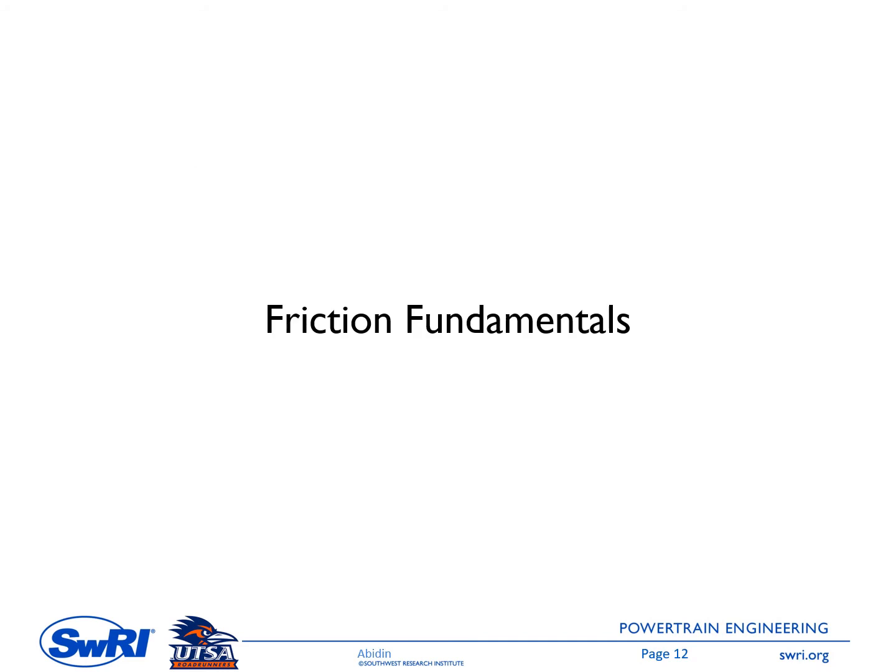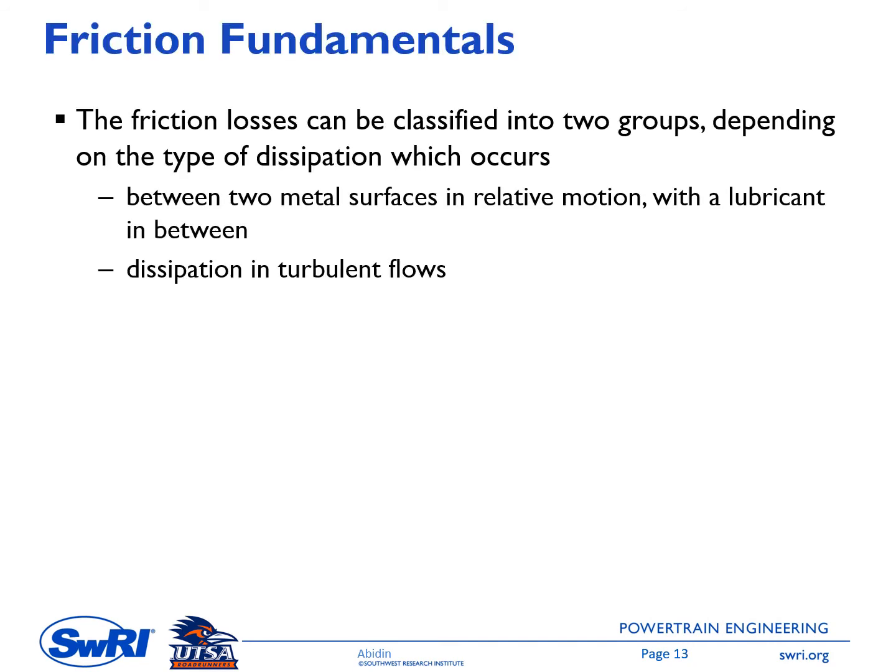Next topic is looking at the friction fundamentals. The friction losses can be classified into 2 groups depending on the type of dissipation which occurs. The first group is between 2 metal surfaces in relative motion with a lubricant in between. And then the second group is what is called dissipation in turbulent flow. So we will look at these 2 groups in more detail in the next slide.